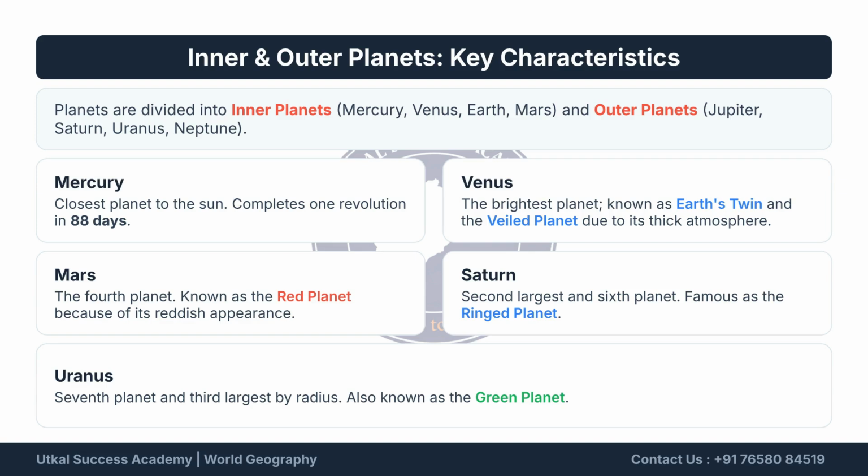Mercury is the closest planet to the Sun and completes one revolution in 88 days. Venus, the brightest planet, is known as Earth's twin and the veiled planet. Mars is the fourth planet, known as the red planet. Saturn, the second largest, is famous as the ringed planet. Uranus is the third largest by radius and known as the green planet.